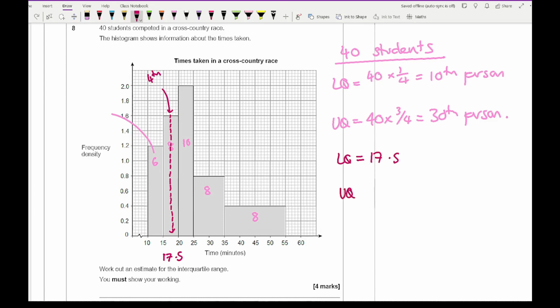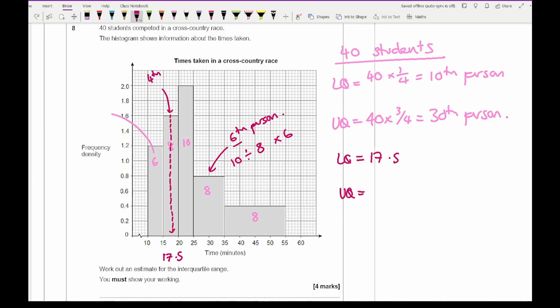Then to work out the upper quartile, well, that's the 30th person. So I've got 6 plus 8, which is 14, plus 10 is 24, plus 8, which is 32, and so I'm needing the 6th person from this group. Now to find where that 6th person is going to be, what I need to know is there's 8 people in that group. So here I need to do the class width, which is 10, divided by how many people there are in the group, which is 8. And I multiply that by 6 because that's the person that I need from that group.